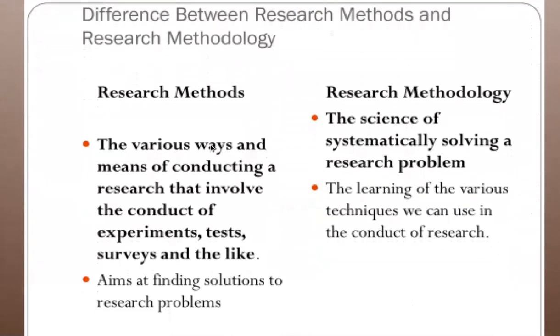So what is the difference between research methods and methodology? Research methods are the various ways and means of conducting research that involve conduct of experiments, tests, surveys, and the like, and aim at finding solutions to research problems. Whereas research methodology is the science of systematically solving the research problem, the learning of the various techniques we can use to conduct the research.